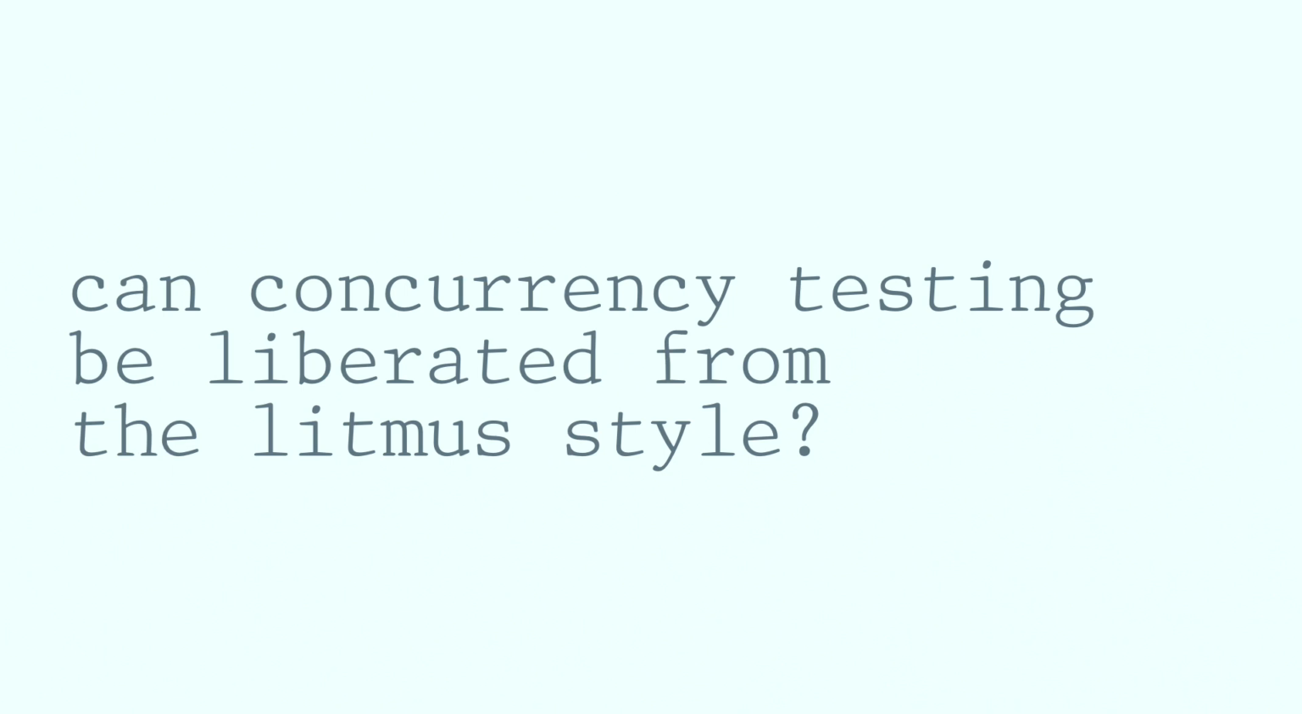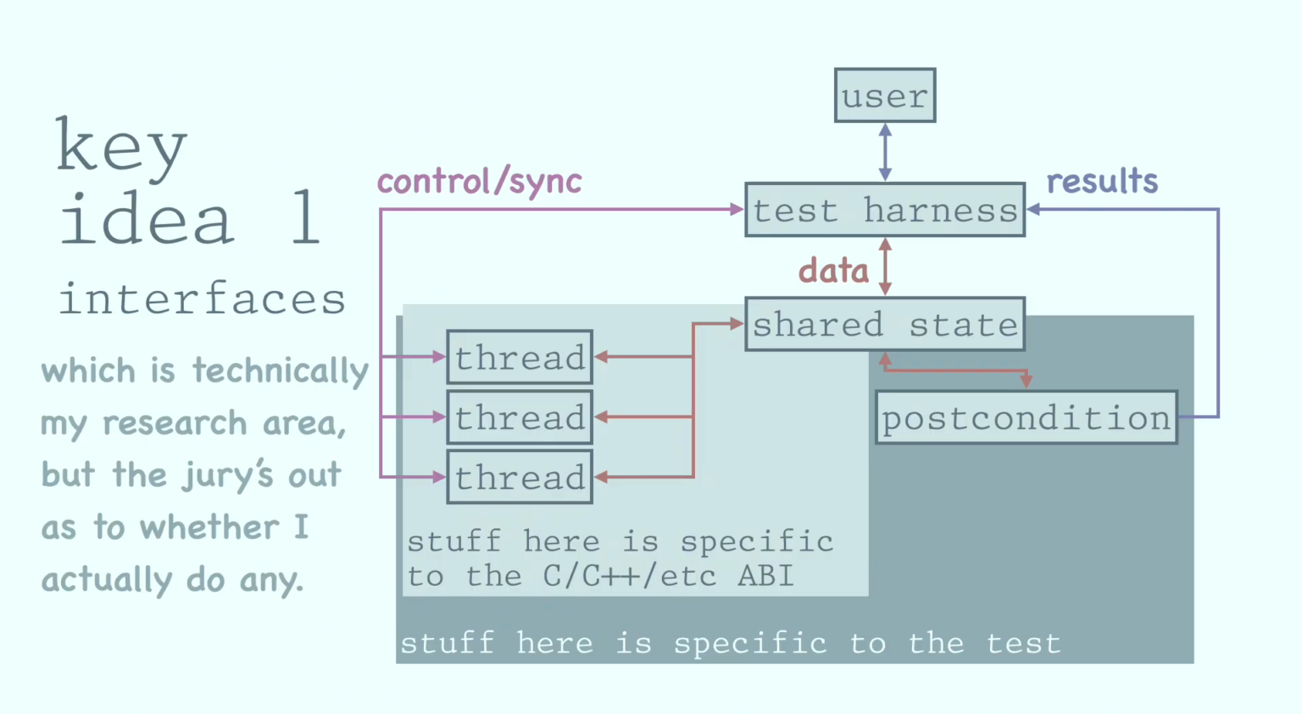And here's what I've got so far. I've come up with two key ideas that have influenced where I think would be a nice area of effectively dissenting from Litmus tests and Litmus 7. So the first one is noticing that there are quite a few interfaces between the various bits of the Litmus test and the Litmus test harness that we could exploit to make things a bit more interchangeable.